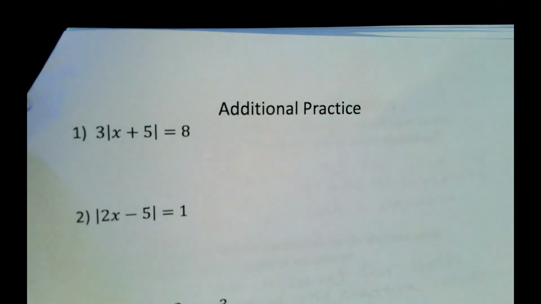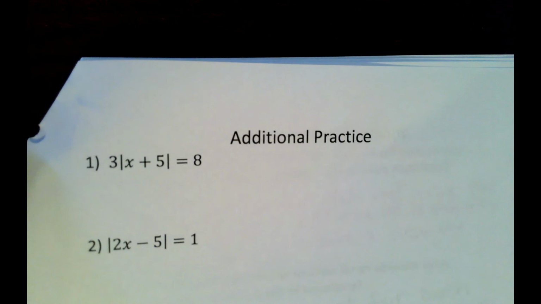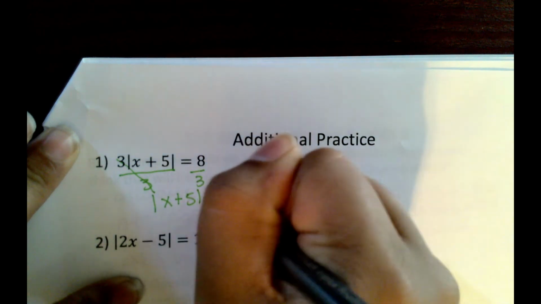What I want to do for our remaining little bit of time is try out a couple more problems with you. So let's look at number 1. We have 3 times the absolute value of x plus 5 equals 8. So we know we need to isolate our absolute value first. So we're going to divide by 3. Then we get the absolute value of x plus 5 equals 8 over 3.